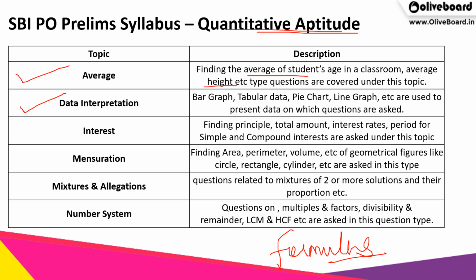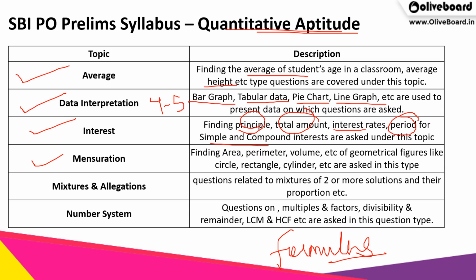Then data interpretation. Here they can give you a bar graph or tabular data, pie chart, line graph. So data is given to you in the form of a graph or table and you have to interpret that and answer the 4 to 5 questions that follow. Then interest, it can be simple or compound interest. You have to find the principal or the total amount, interest rate or period.